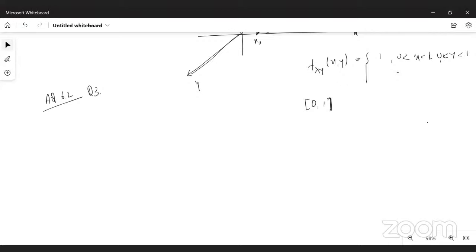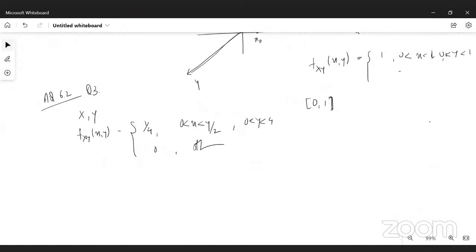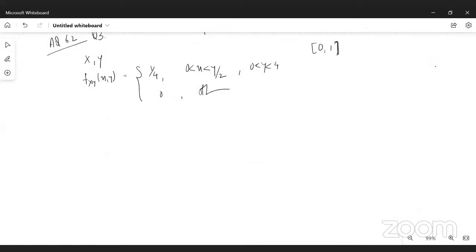Okay. So question number 3: you have a continuous random variable (x, y), and the joint PDF is given as 1/4 for x lying between 0 and y/2, and y between 0 and 4. Otherwise it is 0. So I'm getting that as a triangle with 4 on the y-axis and 2 on the x-axis. The area is 4.